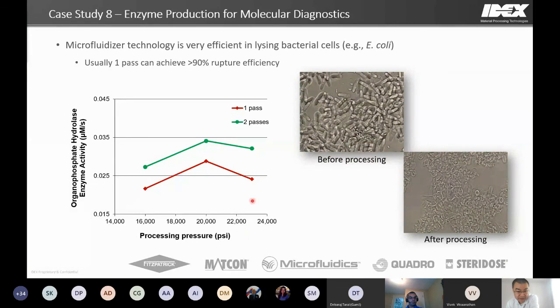I want to make a comment here that lower processing pressure sometimes also adds a benefit when you scale up your process, because our production machine would be able to provide higher throughput at lower pressure. Obviously, the best condition for your specific cells and products of interest may vary. You need to perform a little bit of optimization testing to determine your own best conditions.